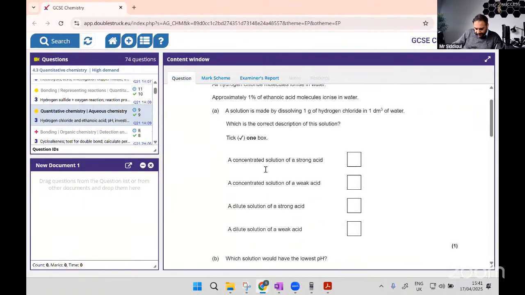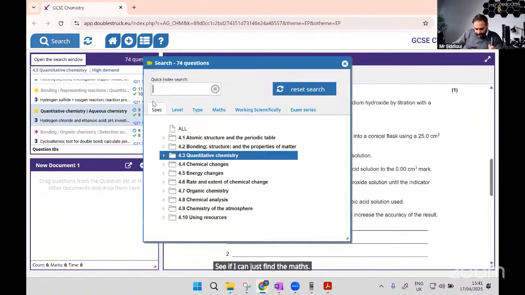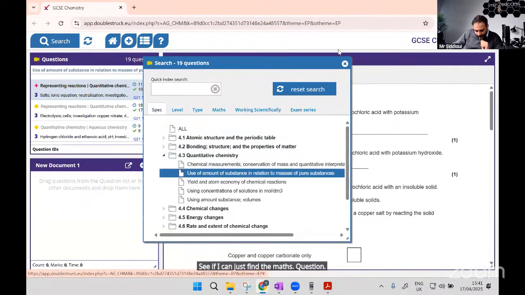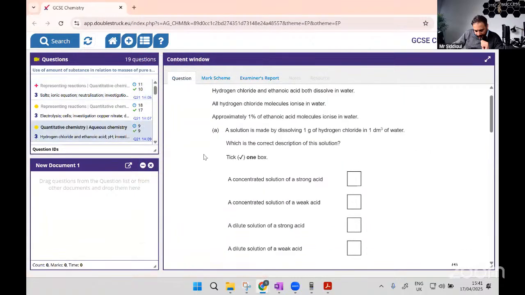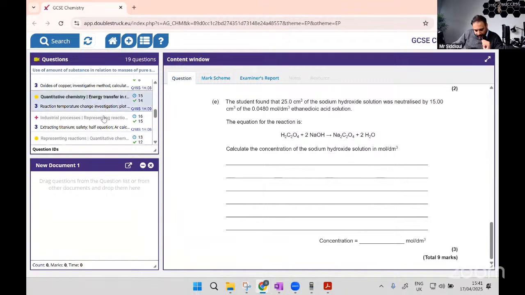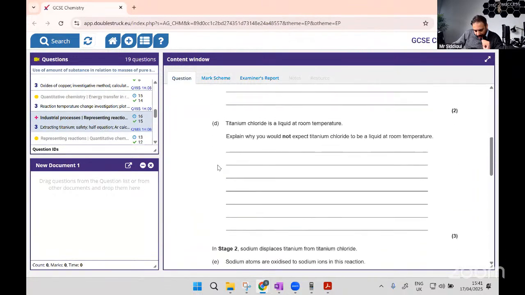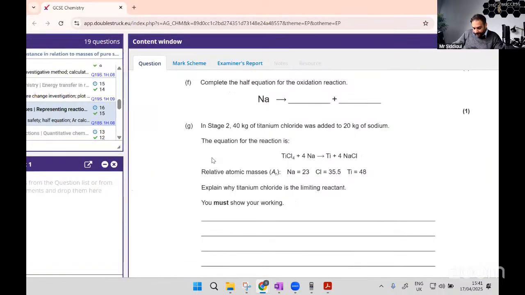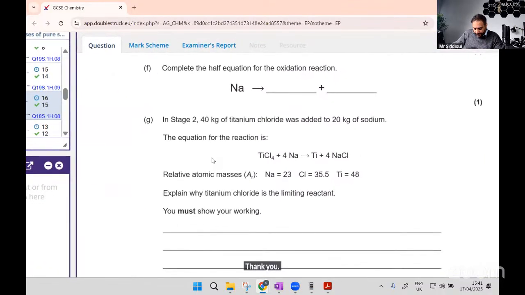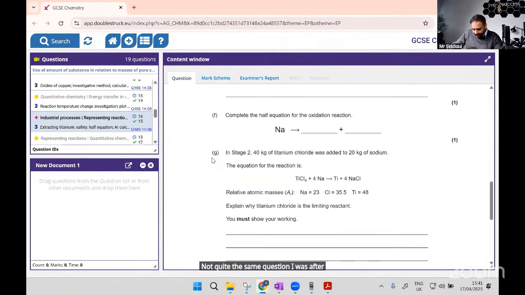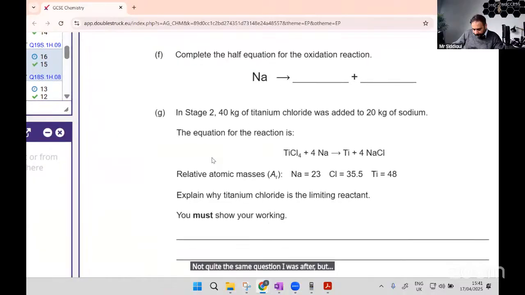See if I can just find a maths question. There we go. Oh, not quite the same question I was after, but I'll try and figure it out.